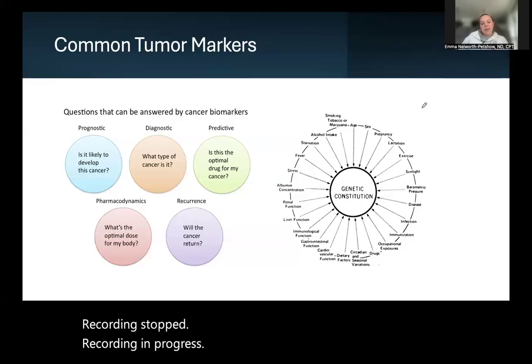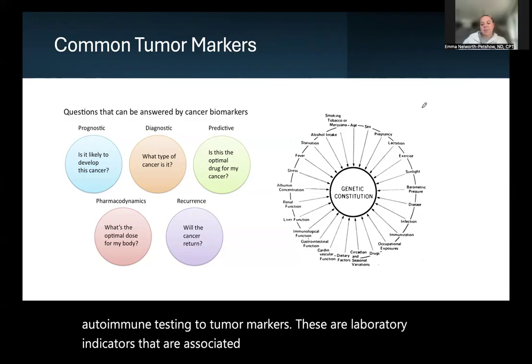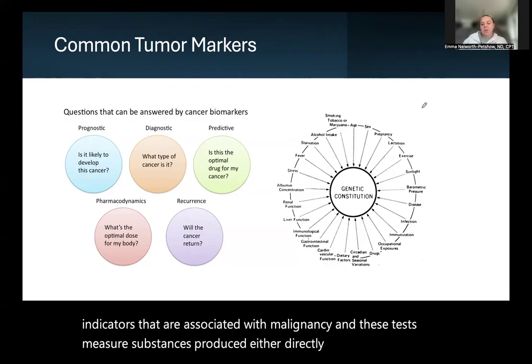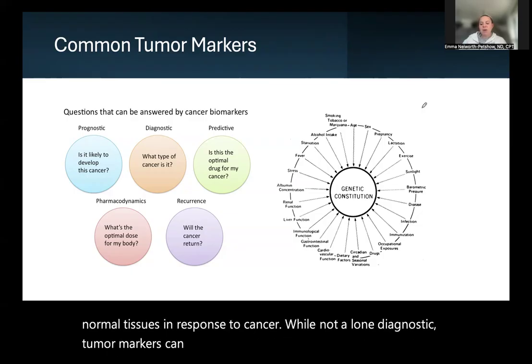We'll now transition from infectious and autoimmune testing to tumor markers. These are laboratory indicators that are associated with malignancy. These tests measure substances produced either directly by tumor cells or by normal tissues in response to cancer. While not a lone diagnostic, tumor markers can guide screening, monitor treatment, and detect recurrence.